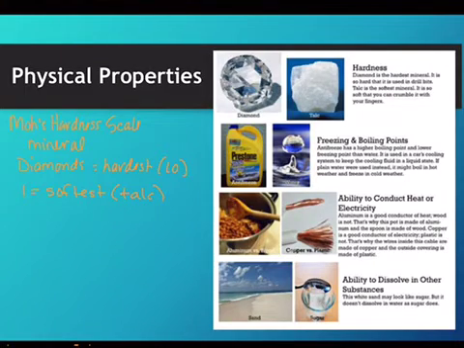Freezing and boiling points, that refers to the temperature in which a substance freezes or boils. The ability to conduct heat or electricity, that's pretty self-explanatory. And then the ability to dissolve a substance, we call that solubility. So like the white sand may look like sugar, but it doesn't dissolve, whereas sugar will dissolve.